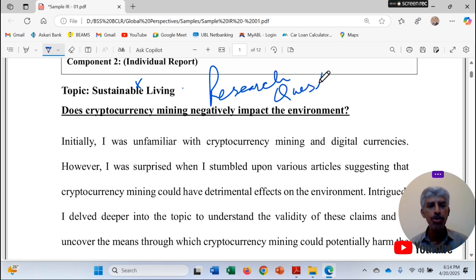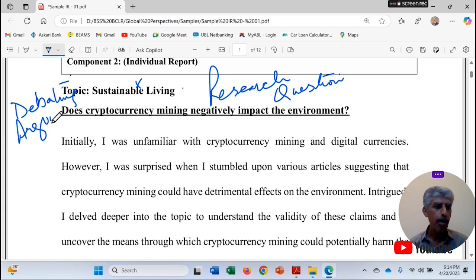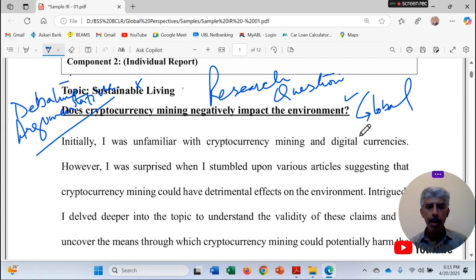Keep in mind that whenever you design a research question, it should be really debating, and the question should lead us to have some arguments on it. So it should be a debating, argumentative question, and a really important thing is that the whole of the question should have global significance, right?